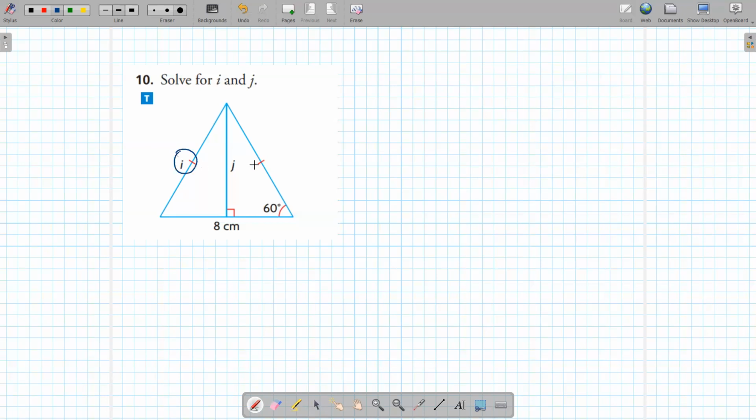But notice how I and J, they're the same lengths. What type of triangle is this? Isosceles. Right. What's special about isosceles triangles? Two sides are the same. That means the 2 base angles also must be exactly the same. If the other one is 60, this one is 60. And up here we have 30, and up here we have 30. Make sense?